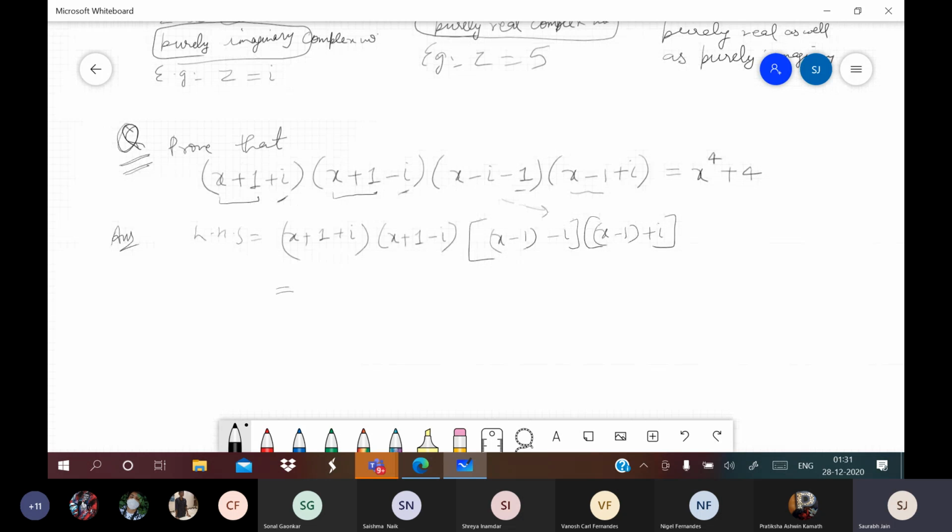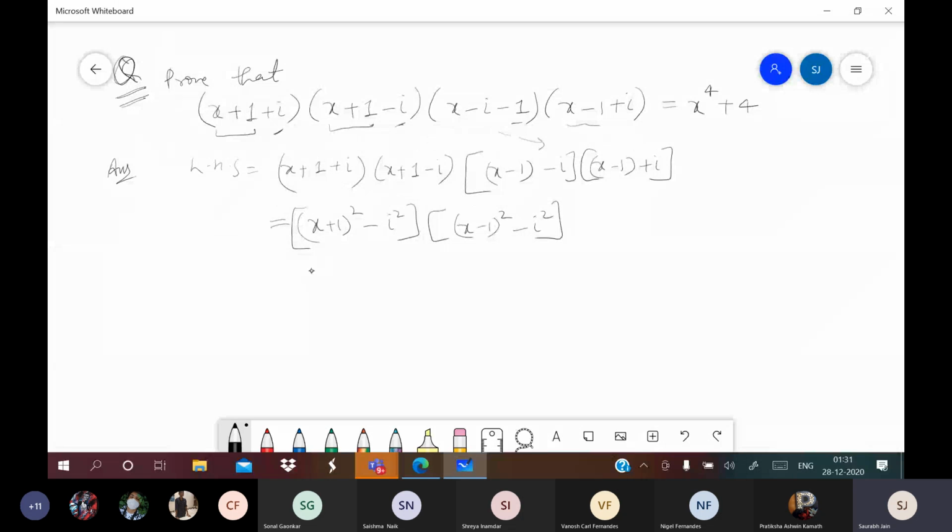Now let us multiply the first two using (a + b)(a - b), so it will be a square minus b square, right? This is the first term. We can use this same thing in the last two terms. It is (x - 1) whole square minus iota square. Now this is (x + 1) whole square plus 1, because iota square is minus 1, minus into minus is plus. Similarly, this will be (x - 1) whole square plus 1. Now do not expand. Do it later on.